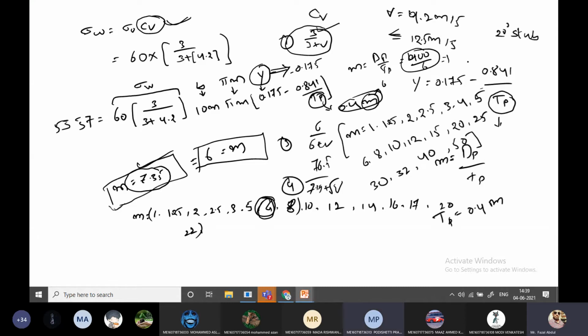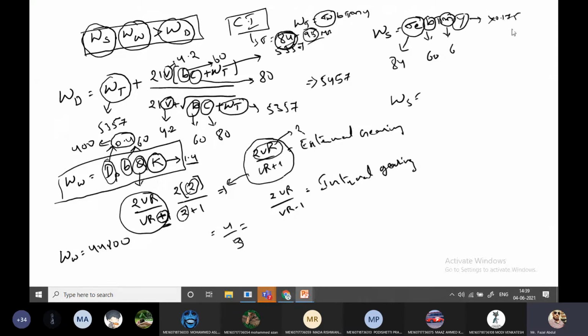Then Y will be 0.162, sir. 0.162, very good. So make a correction: 0.162. Now substitute all the values. Sir, then the answer is 4898.88.